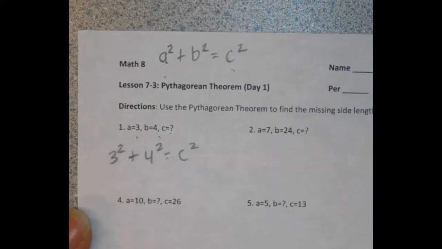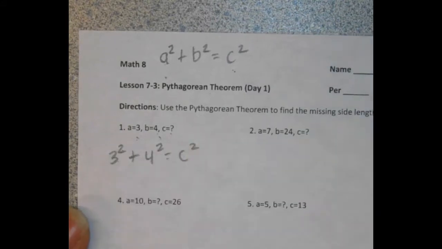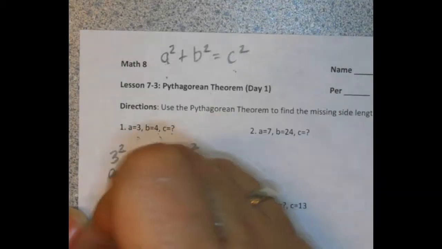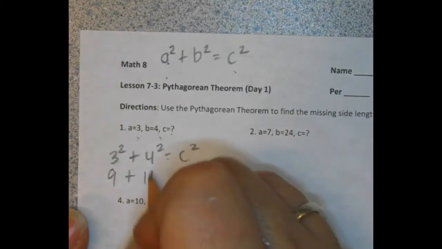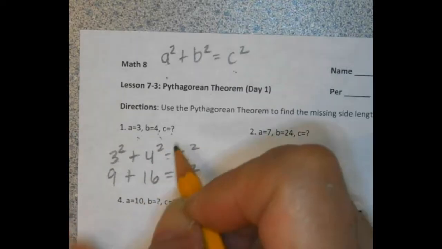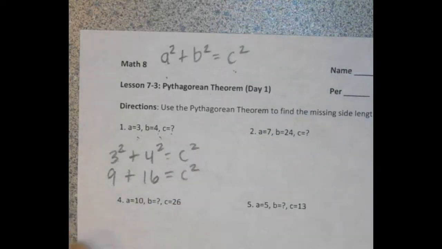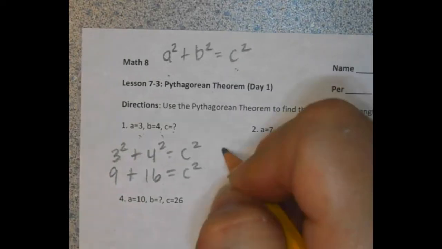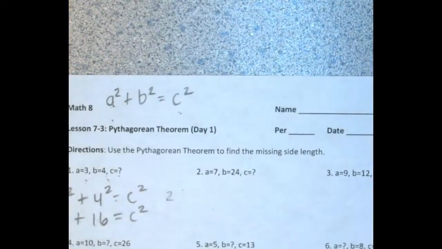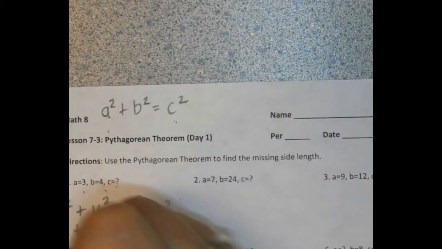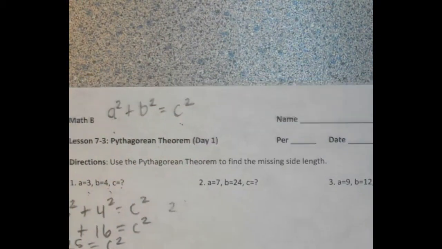You guys should have your information there. What is it? No, 3 times 3 is what? What's 4 squared? 4 squared is what? 16. 4 times 4 is 16. Okay, what's 9 plus 16? So 25. Sorry. I probably need to write smaller because now I'm out of room. So 25 is equal to c squared, right?